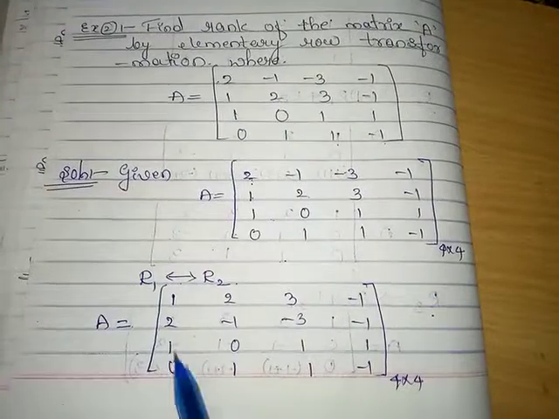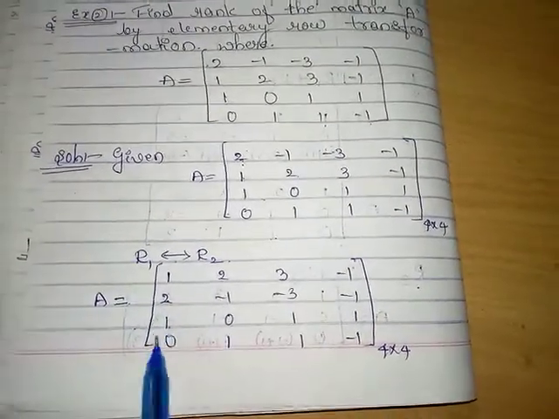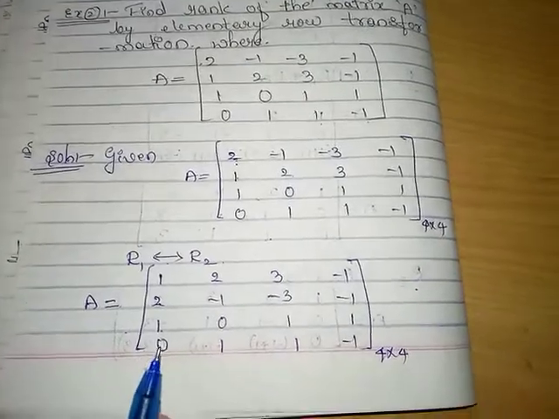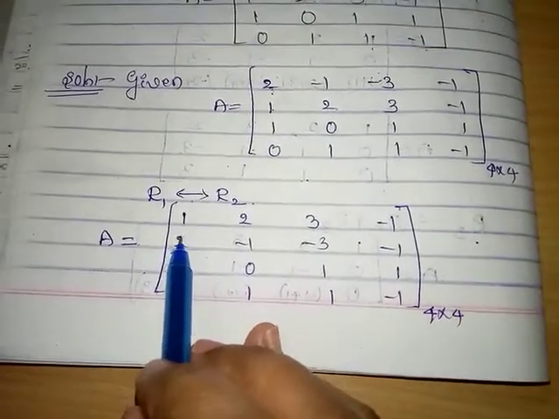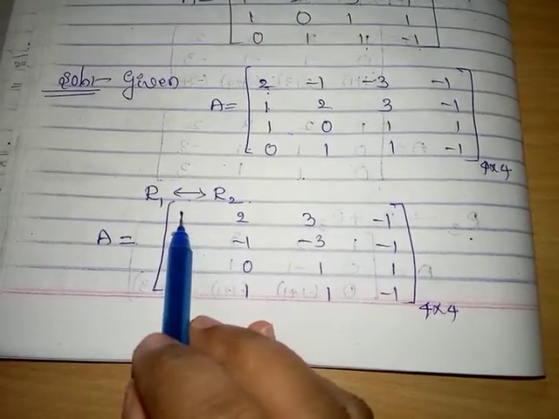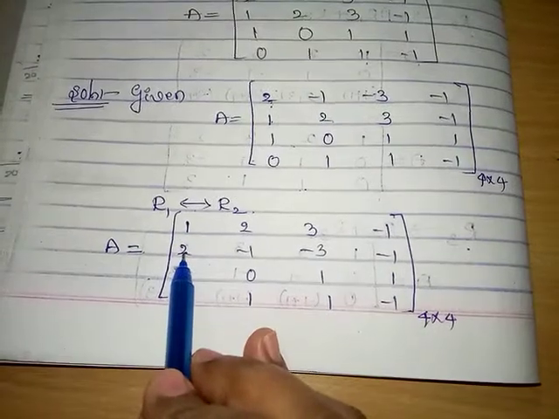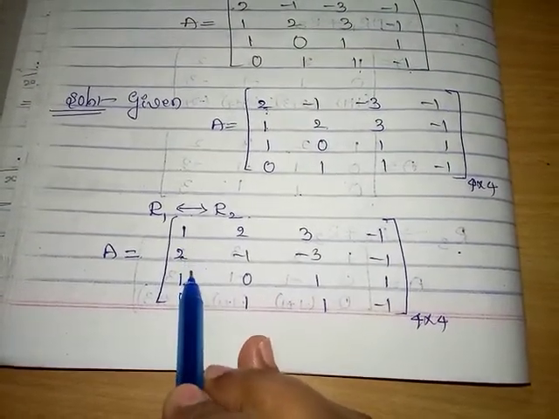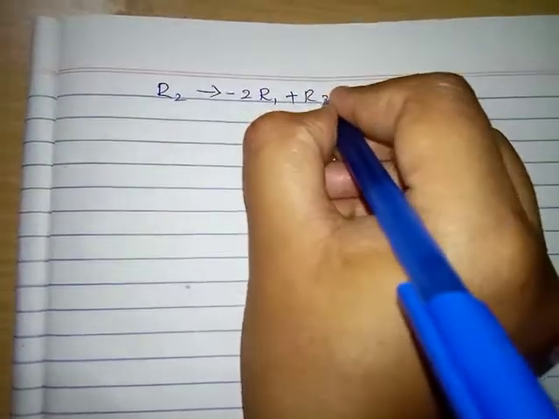Next, our intention is to reduce this element and this element to 0. To make this element 0, similarly as in the first example, we multiply the first row by minus 2 and add it to the second row. The same transformation applies here: R2 changes to minus 2 into R1 plus R2.